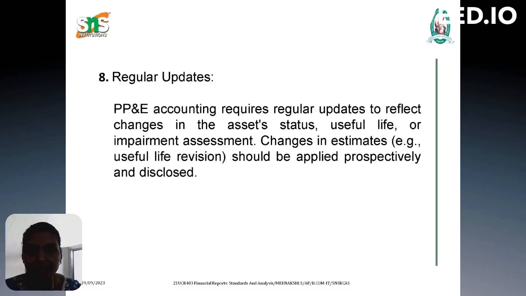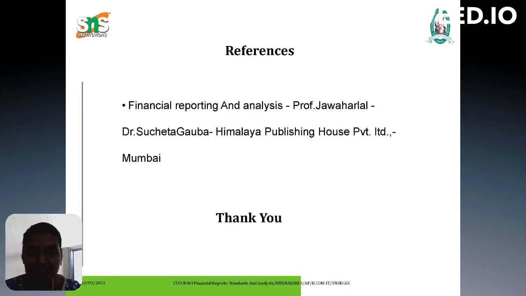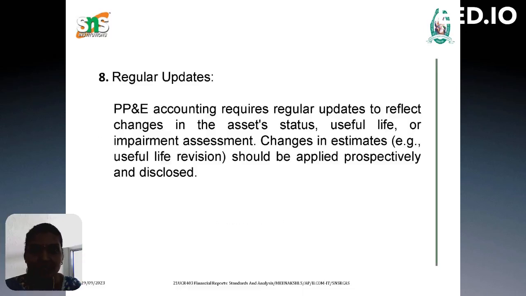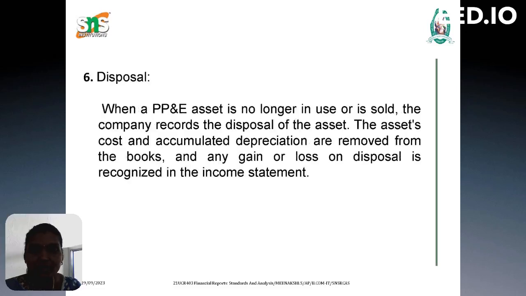Then the next step is regular updates. PP&E accounting requires regular updates to reflect changes in the asset status, useful life, or impairment assessment. So when changes happen, it is important to update those changes in the books of account. Changes can happen in the estimation, in the useful lifetime, or in the asset status. So when the changes occur, it is important to update the books of account and they should be prospectively disclosed. These are all the various steps involved in accounting for PPE.